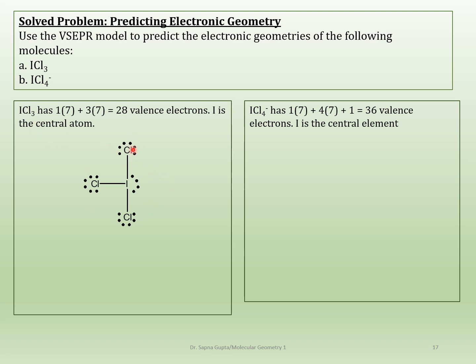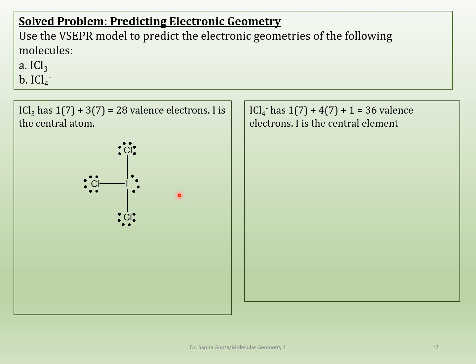3 chlorines. So the chlorines will have one bond each, okay? Iodine has 3 bonds also because it can have an expanded shell. So chlorine, bromine, iodine, they can all have expanded shells. Depending on what the halogen is bonded to, it can have more bonds. So be careful with that. Okay, so here is the structure for ICl3.